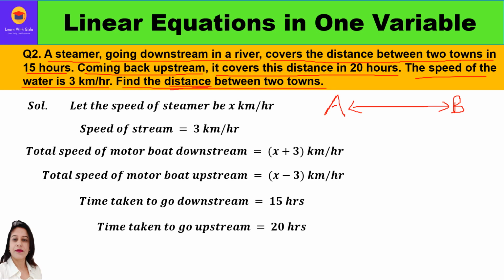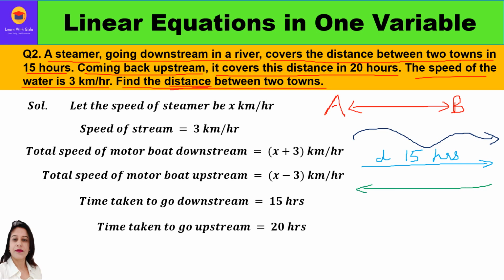Now the river is flowing in this direction from left to right, right? Now if you go downstream, if you are rowing your boat in the same direction as the flow of the stream, that means you are going downstream from A to B, and the time taken by you is 15 hours. Now suppose you are coming back, that means you are coming upstream from B to A, and now you are taking 20 hours to cover the same distance.